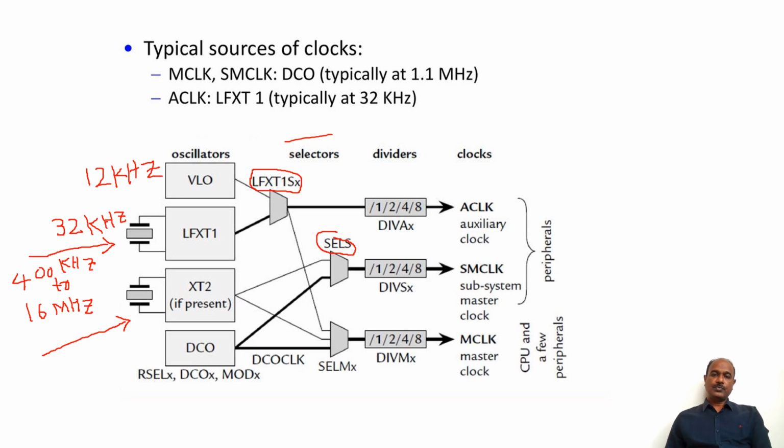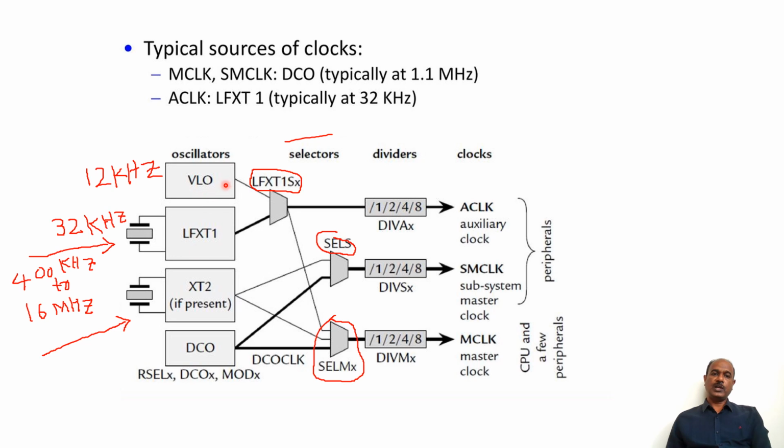Then for generating this MCLK, either I can use DCO, the digitally controlled oscillator, or I can use XT2. This MCLK can be generated by using this DCO, or XT2, or VLO, or LFXT1. Any one of them can be used for generating the MCLK. Again by using software, I can select which one of these oscillators I am going to use for generating my MCLK.